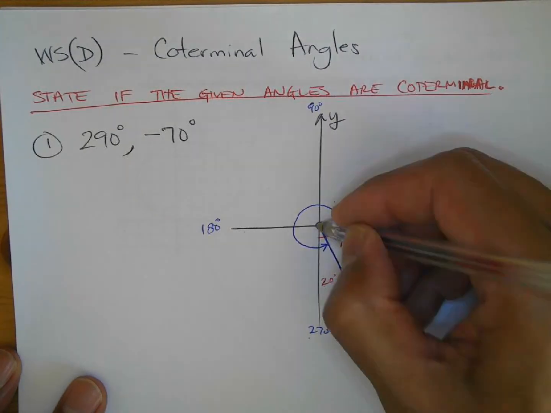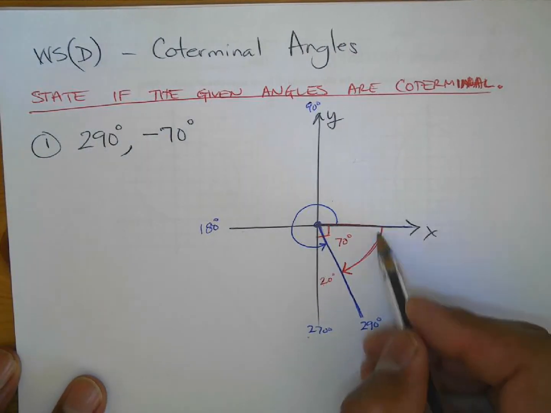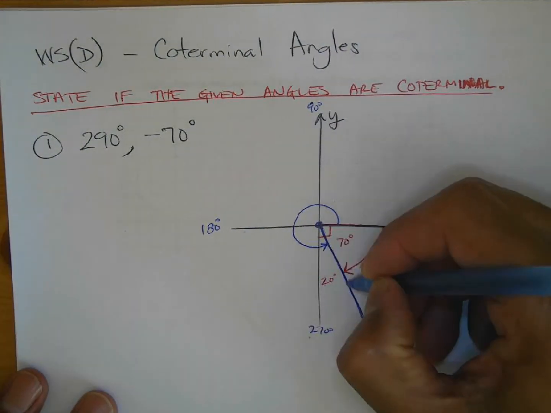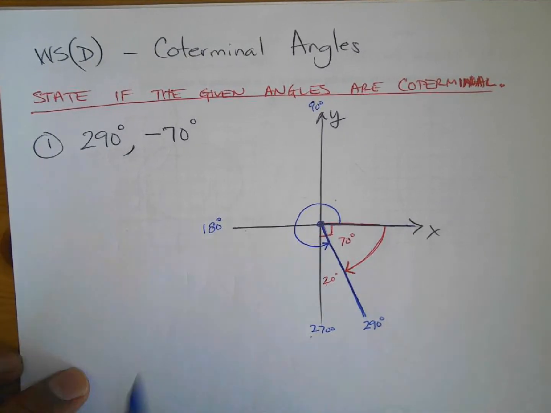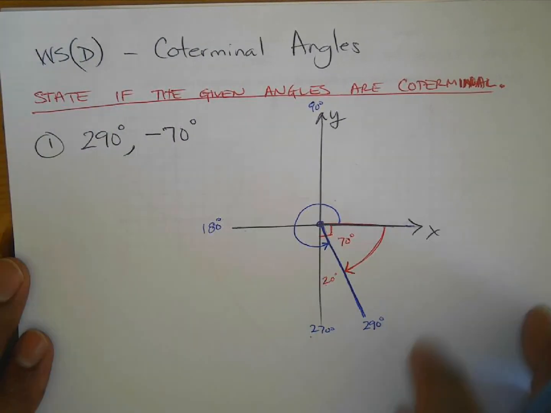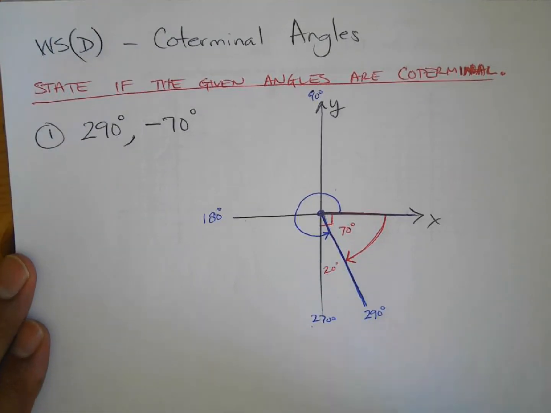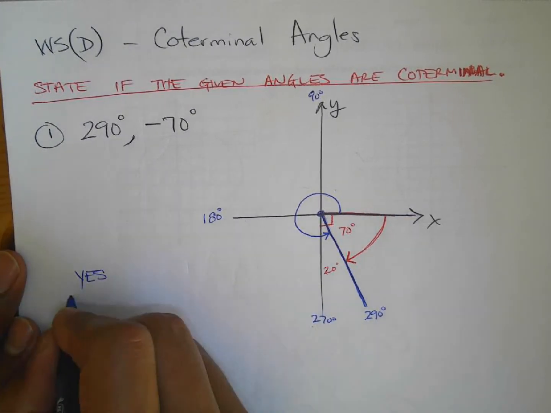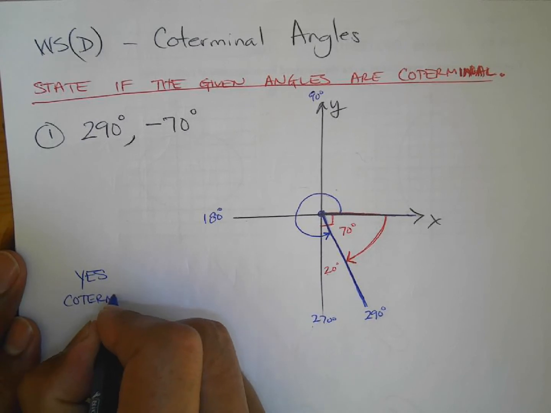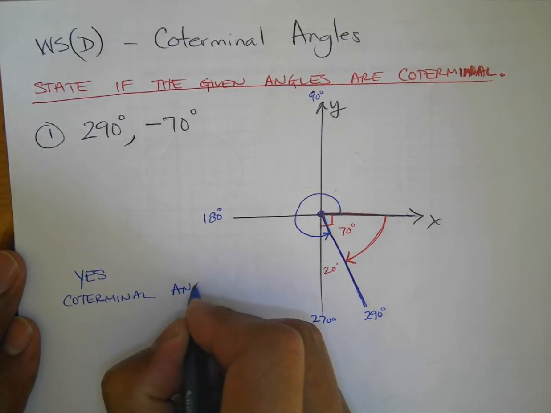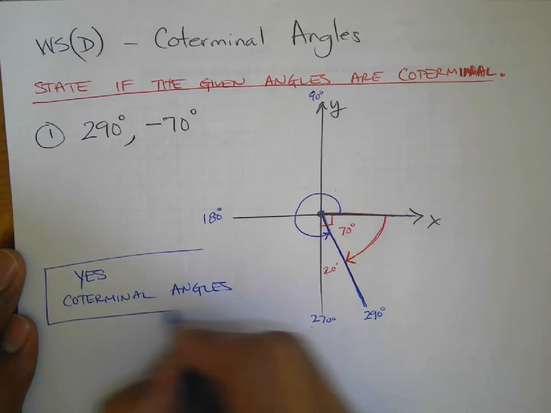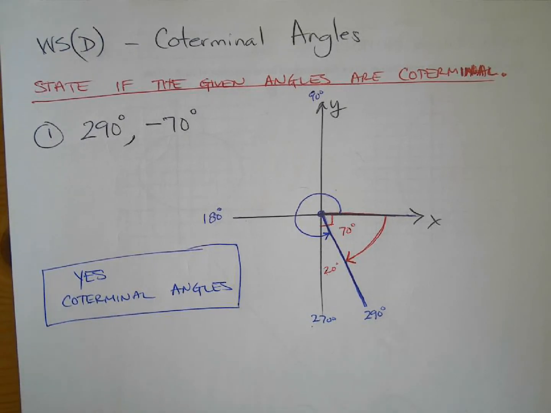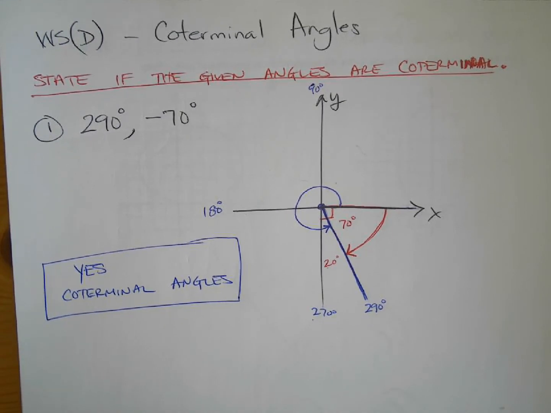And it would be what? Sharing and having the same terminal side, negative 70 and a positive 290. They end in the same place. They have the same terminal side. So state if the given angles are coterminal. Well, the work is here, you're drawing, and they do have the same terminal side, so yes, coterminal angles. Yes, these are coterminal angles. All right, so you have to draw it out and show if it is, and if it isn't, you've got to show that as well.